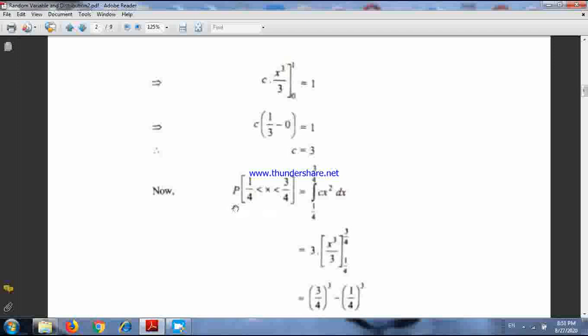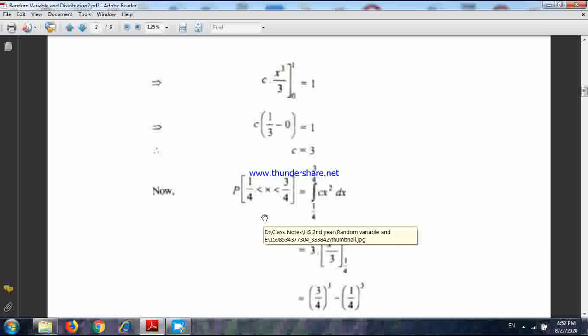Now how to find out this one? Probability x greater than 1 by 4 and less than 3 by 4. This is the same thing as x greater than or equal to 1 by 4 and less than or equal to 3 by 4. So this is simply the probability of x between a and b. And what is this probability? Integration a to b f(x) dx. So a means 1 by 4, b means 3 by 4, and f(x).